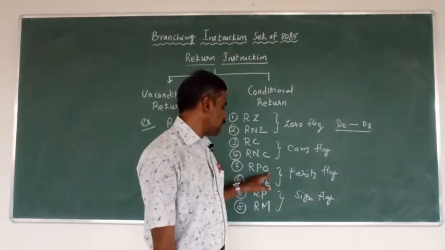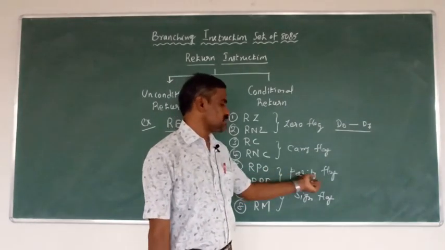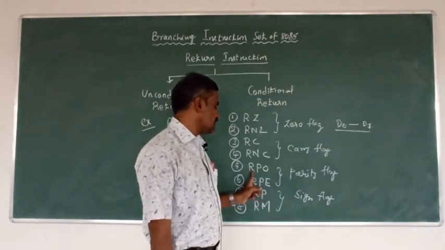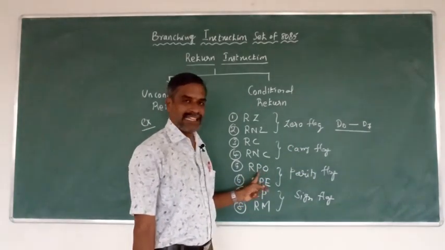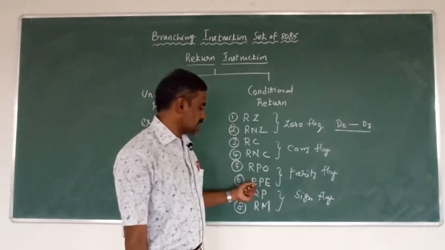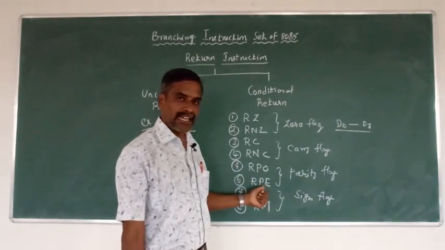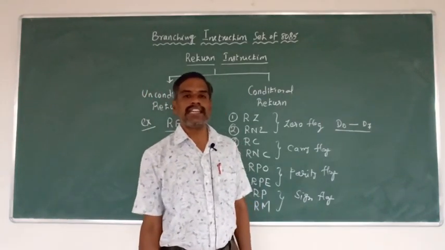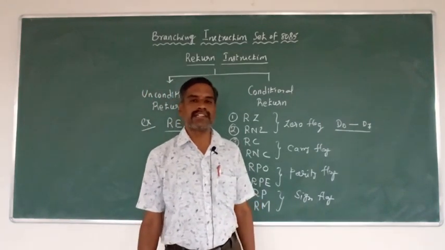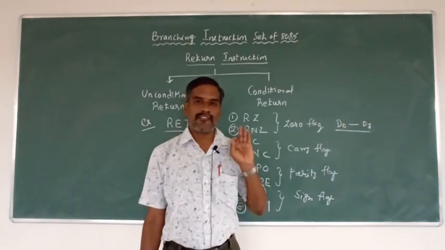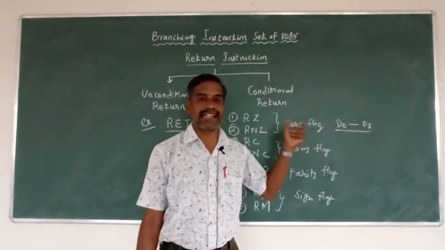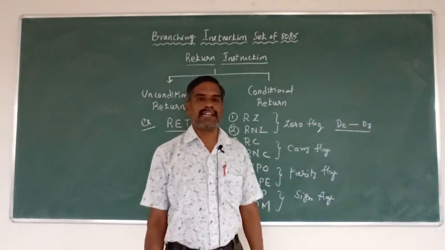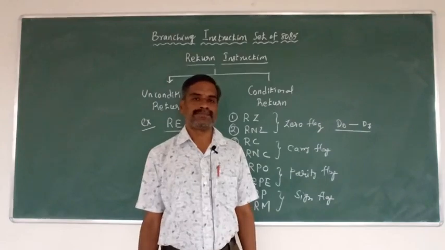Next, RPO and RPE both come under the parity flag. RPO means return if result is odd parity. RPE means return if result is even parity. The parity flag will be set when any ALU result has an even number of ones in D0 to D7. At that time, the parity flag will be in set condition.